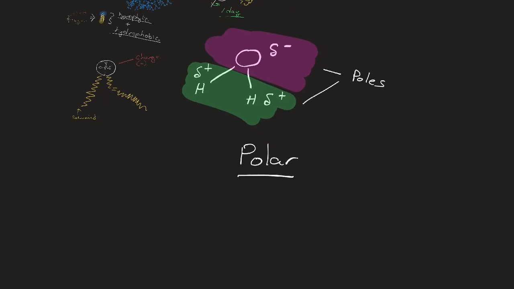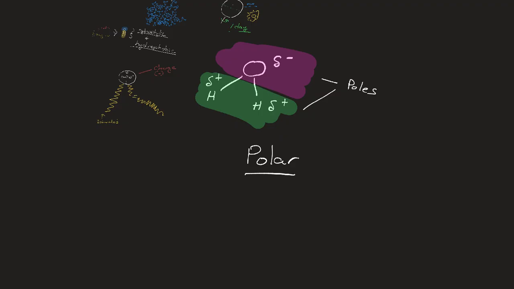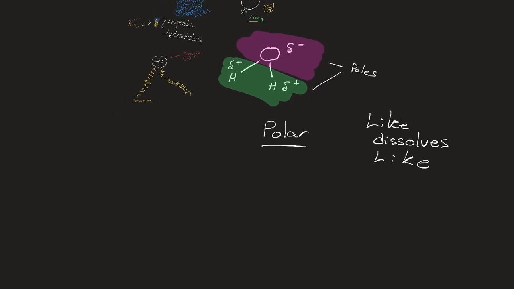And we remember the rule, or at least we should remember the rule that I told you, make sure you write down and put on the index card because it's so important. Like dissolves like. So polar dissolves polar and ionic. If they dissolve each other, they mix with each other. If they mix with each other, they love each other.